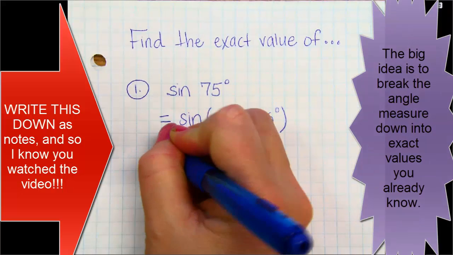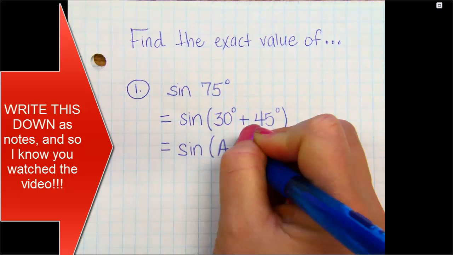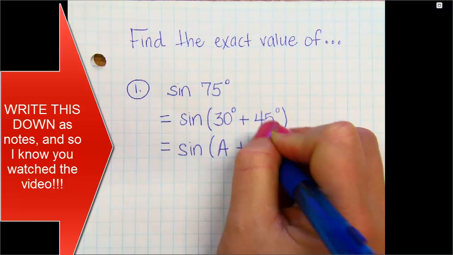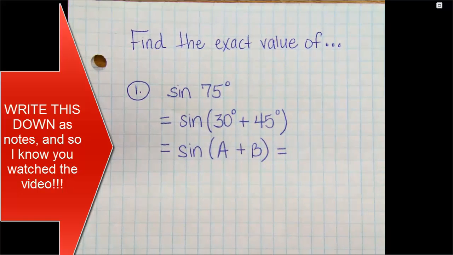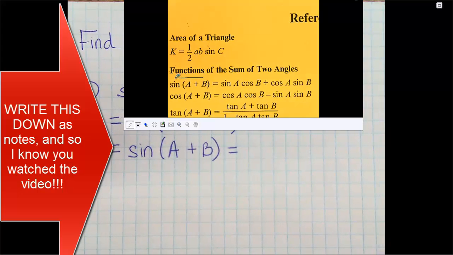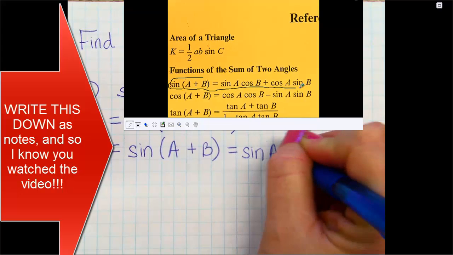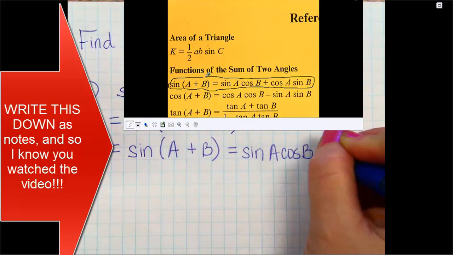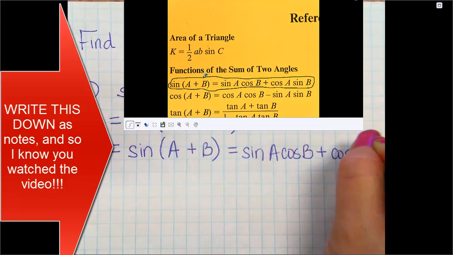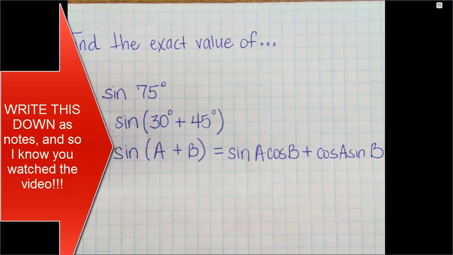And then I look at my formula sheet. I'm adding two angles, so I find the sine of two angles added. The reference sheet uses A and B. So on my reference sheet, I see that the sine of A plus B is equal to sine A times cosine B plus cosine A times sine B. Again, I don't have to memorize it. I just need to know where to find it, and that will be on your reference sheet. So copy your formula down.